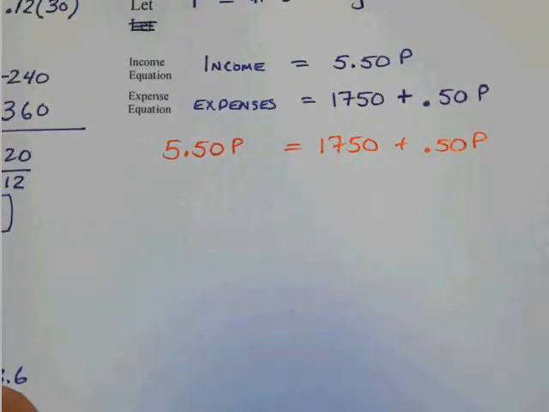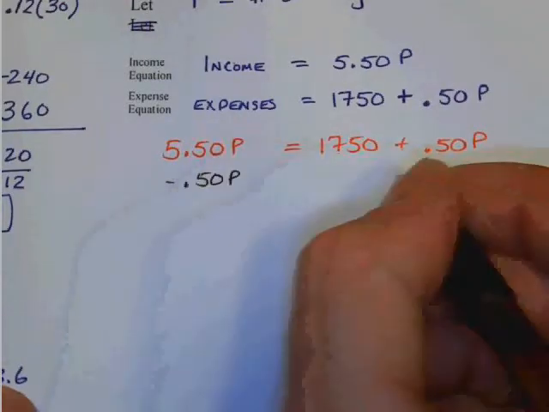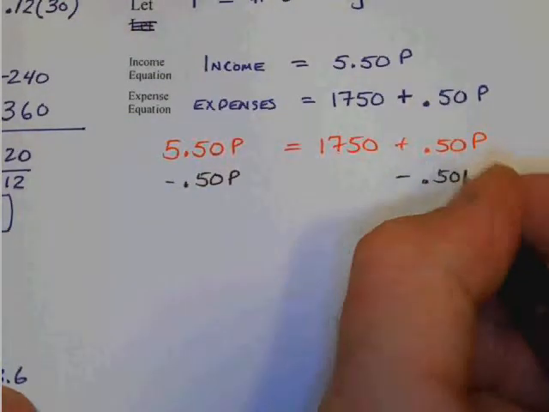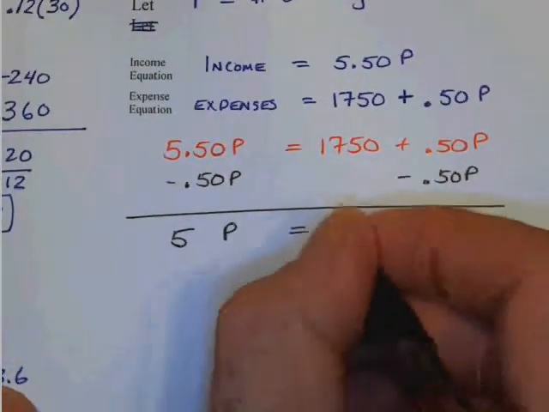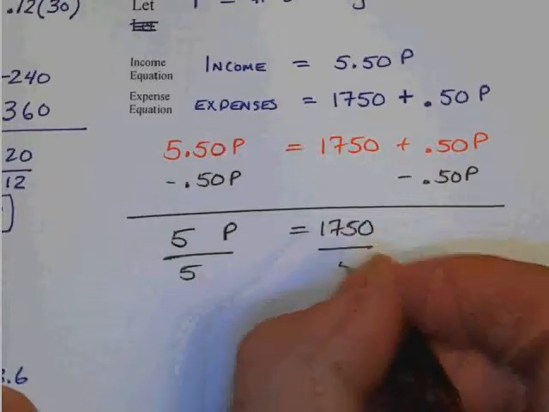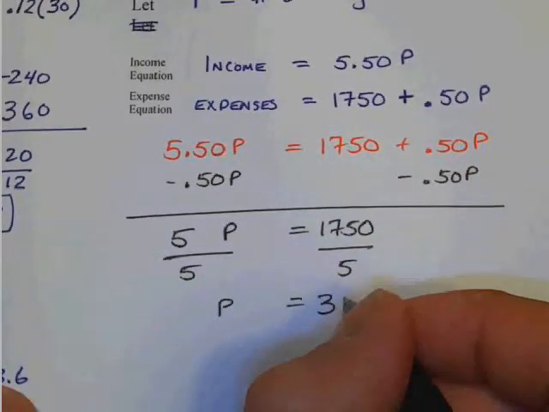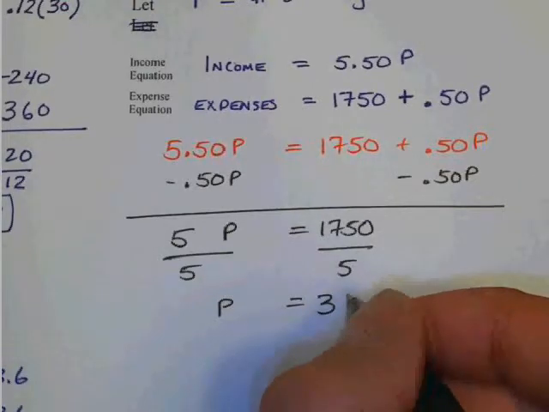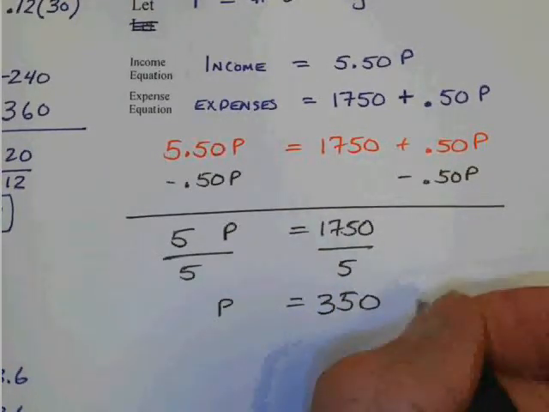All we do now is we solve for P. Subtracting 50 cents P from each side of the equation, 5P equals $1,750. We divide by 5 and we get P equals 350. Sorry, 350 pages.